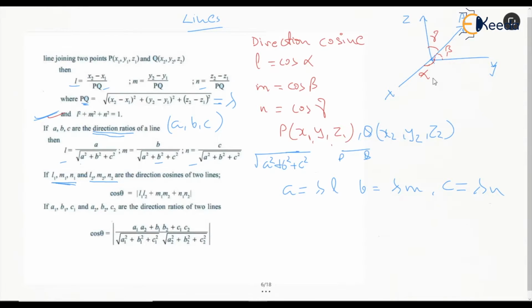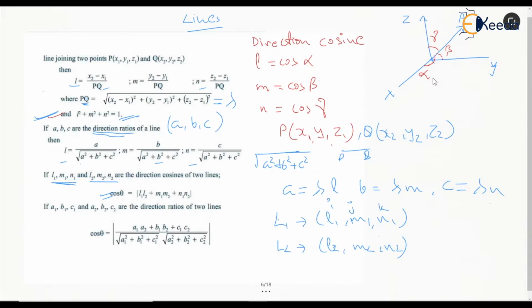In that case, the angle between these two lines can be given simply by the dot product. So let's say we have line 1 with the direction cosines L1, M1 and N1, and another line as L2, M2 and N2. In that case, for the dot product, we obviously know that the direction cosines have magnitude 1, so we can directly write L1 L2, M1 M2 and N1 N2. These are the i, j and k components of the lines.